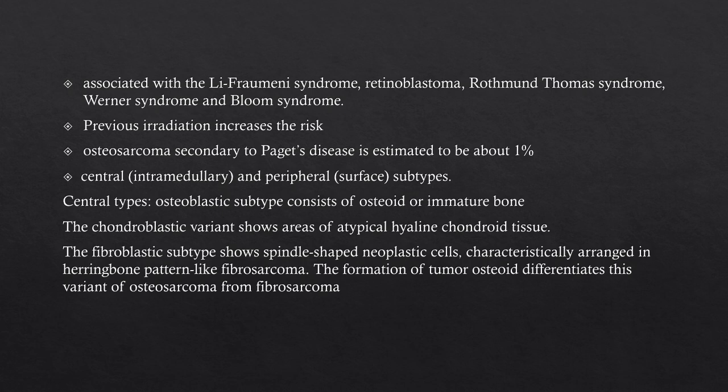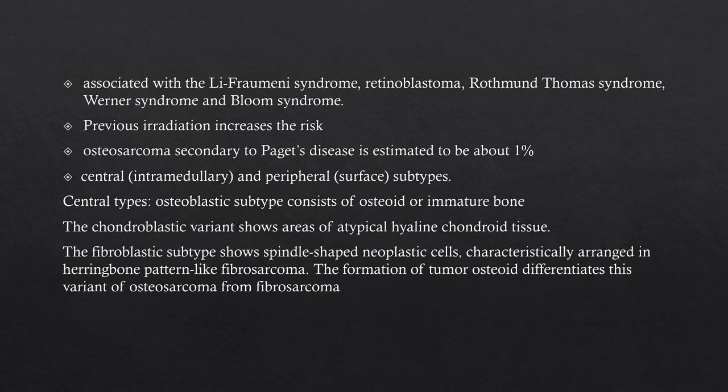Previous irradiation is an increased risk for the tumor to occur. Osteosarcoma secondary to Paget's disease is estimated to be about 1%. So Paget's disease can also transform into an osteosarcoma, but the percentage is very low. There are two forms, the central and the peripheral forms.